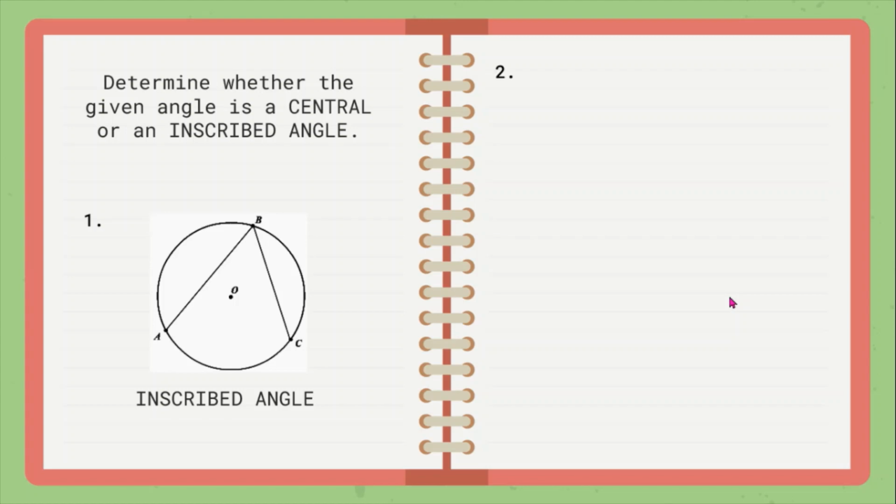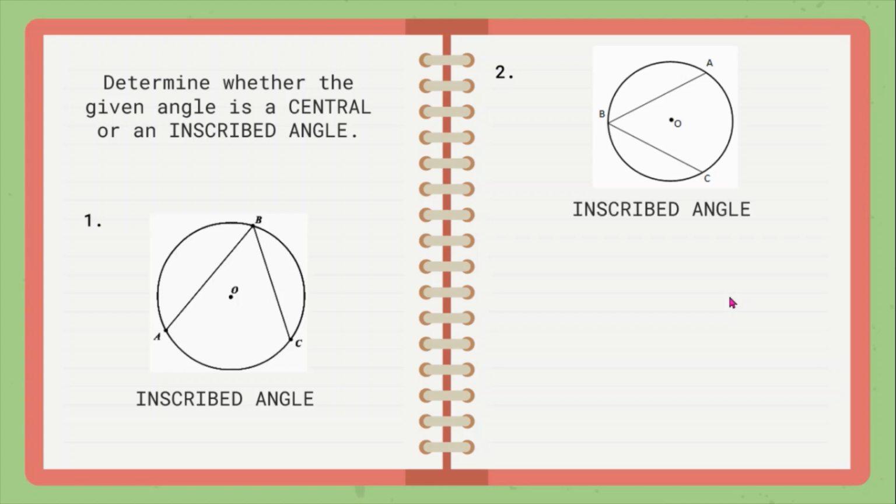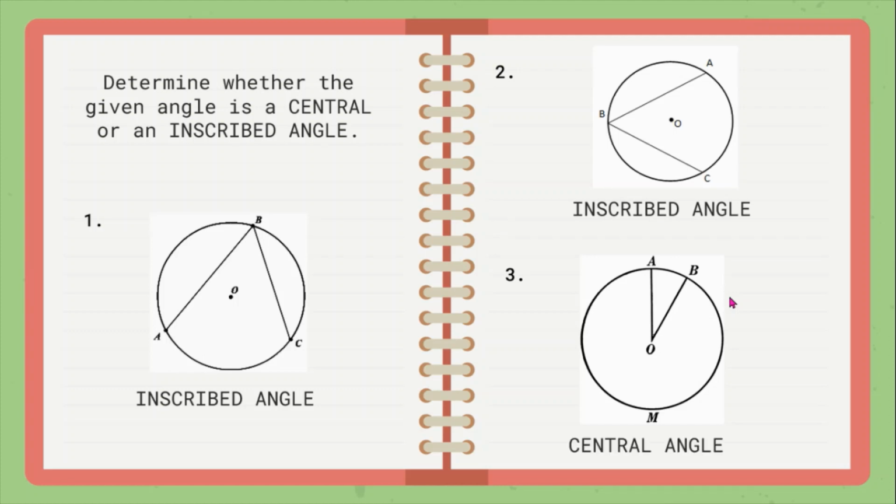For number 2, given this angle ABC, is it a central or an inscribed angle? That is an inscribed angle. For the last item, given this angle AOB, is it a central angle or an inscribed angle? It is a central angle.